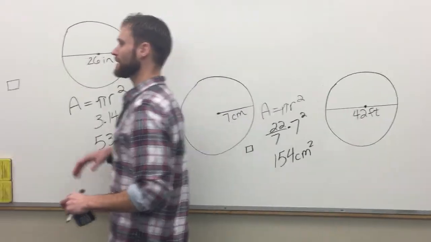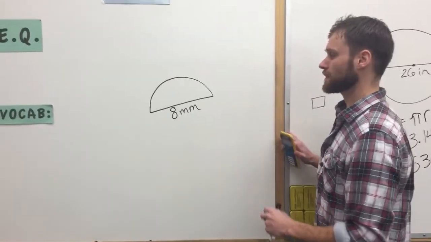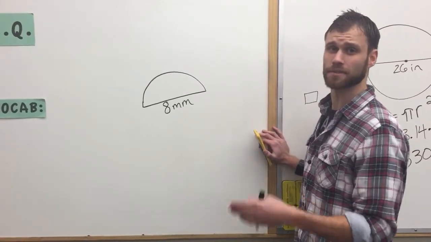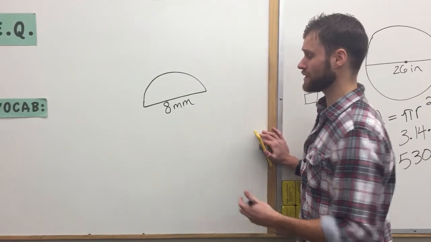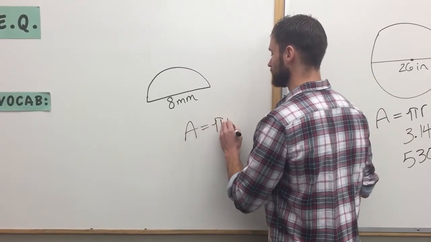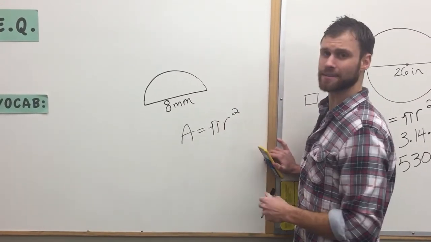Okay, what if we're given a semicircle? With this semicircle, we have a diameter of 8 millimeters, and a semicircle is exactly half of a circle. So there's really no trick to this. All we're going to do is take the area of the circle, which is pi r squared, but because it's exactly half of a circle, we're just going to take that and divide by 2.